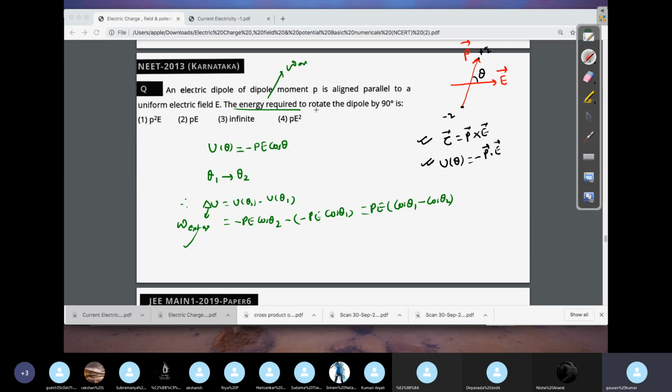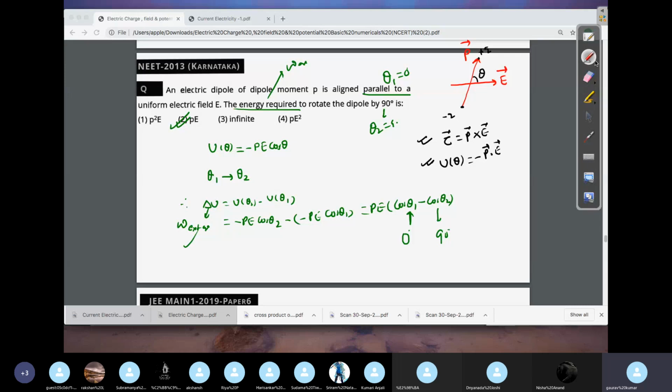To rotate the dipole by 90 degrees. First of all, it is given parallel, which means initial theta 1 is 0 degree, and theta 2 is 90 degree. Put the things here. Theta 1 is 0 degree and theta 2 is 90 degree. Cos 90 is 0, so we'll get PE. So PE is the answer for the question.